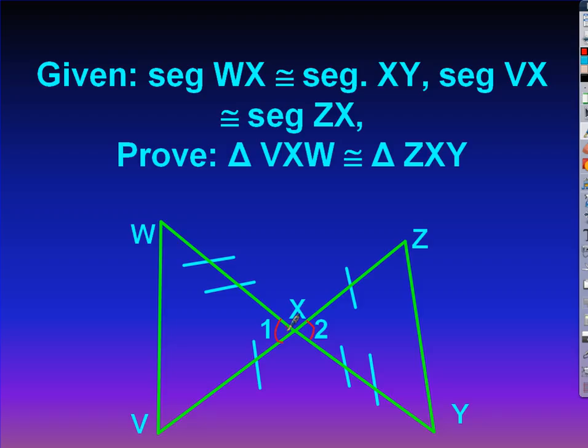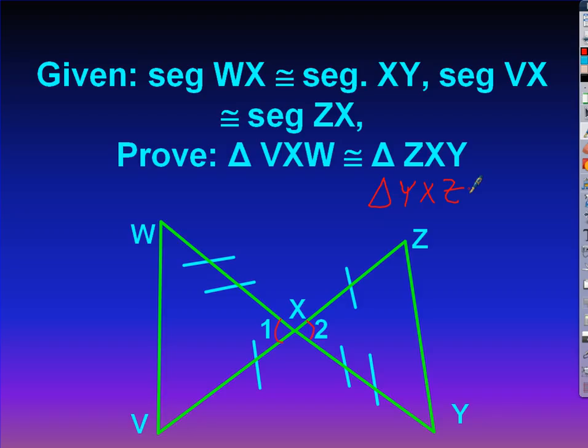And notice that when we want to say this congruence statement here, we've got to be careful with this. This is something that it's easy to overlook. I can say that triangle VXW is congruent to triangle ZXY, but I couldn't say, for example, VXW is congruent to triangle YXZ. How come? Because it's not. Yeah, it's not.